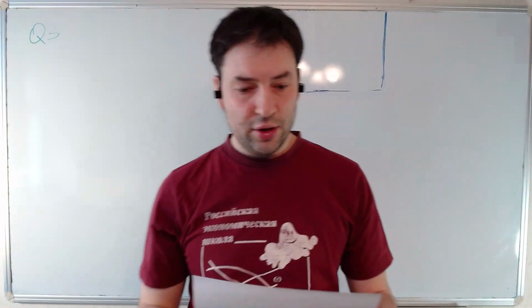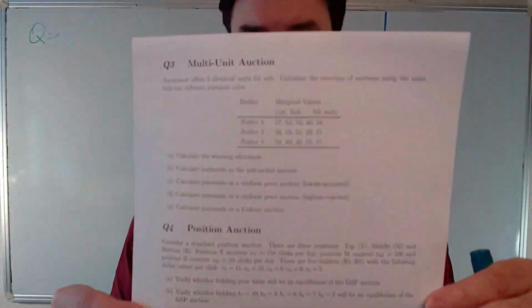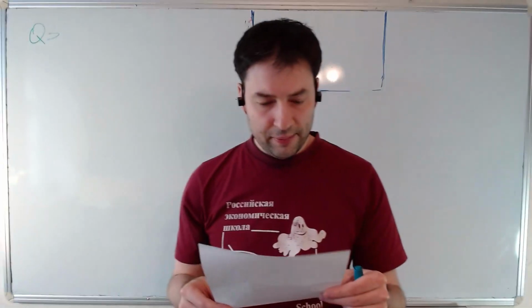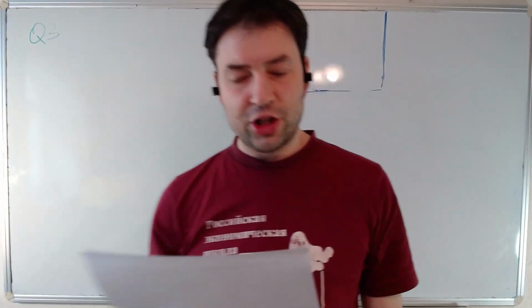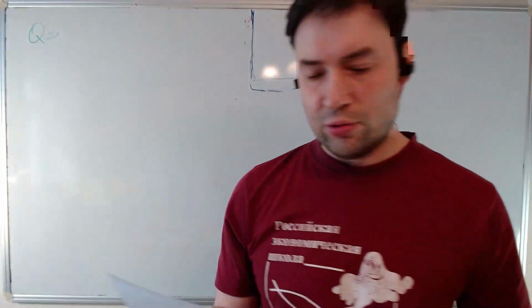Okay, in this video, I will solve question 3 from a practice test. So, multi-unit auctions. This question I'm showing you on camera, let me read it. We have an auctioneer who offers 5 identical units for sale. We need to calculate the outcome of auctions using the same bids but different payment rules. So we have a table, and then we have 4 different payment rules to consider.